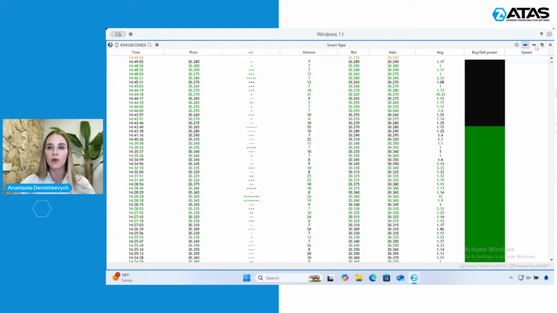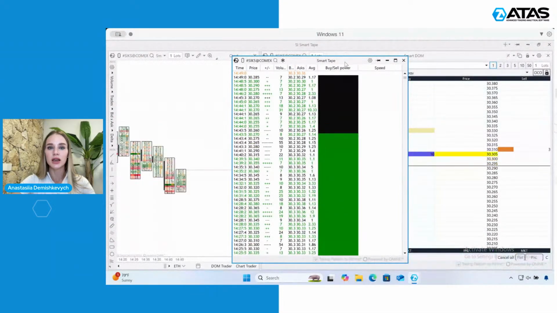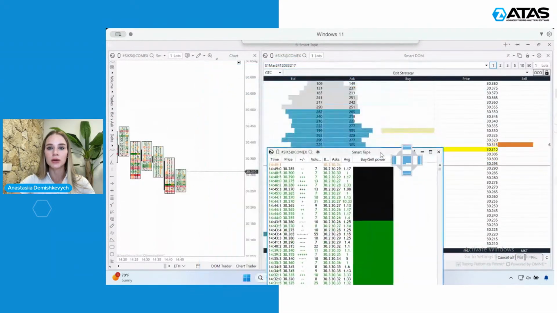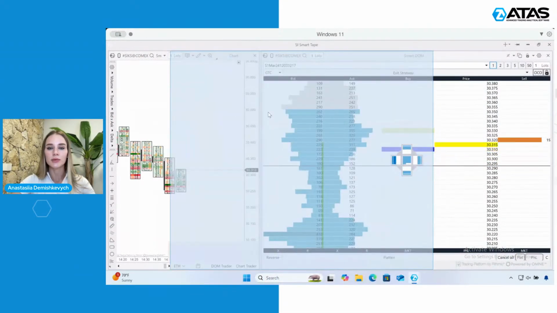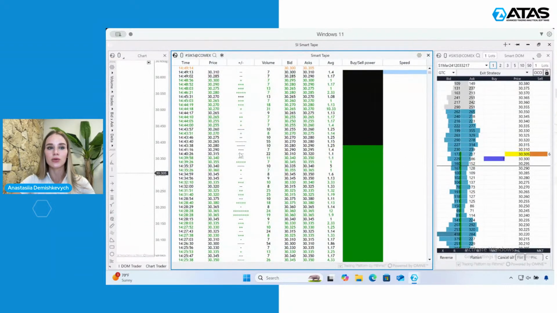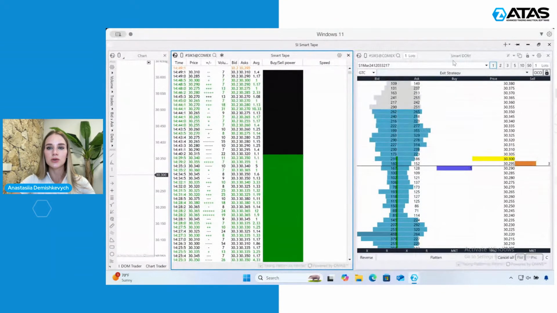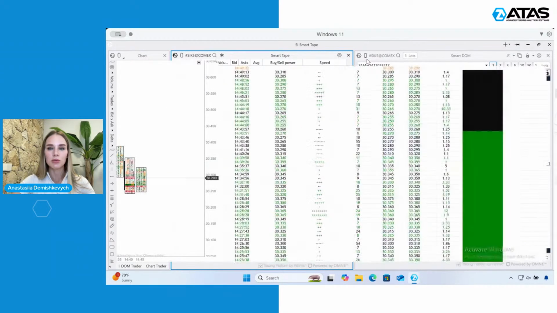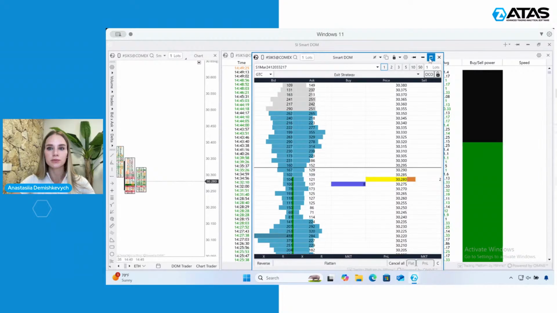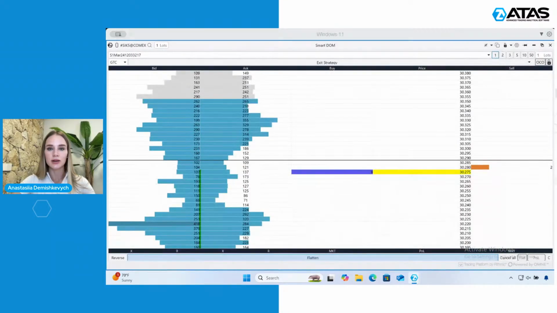So we covered our smart tape. I'm going to combine it with the rest of the tools, and we are going to go to the depth of market. Let me bring it to full screen as well, so you can clearly see it in front of you.